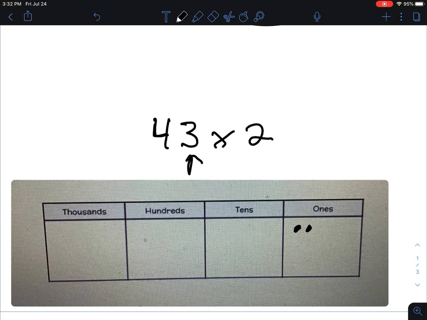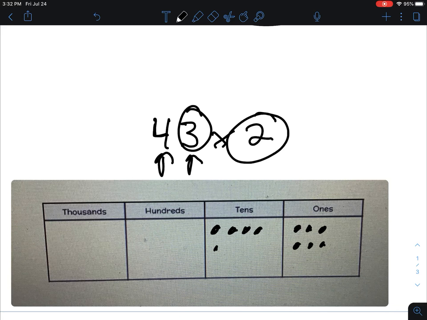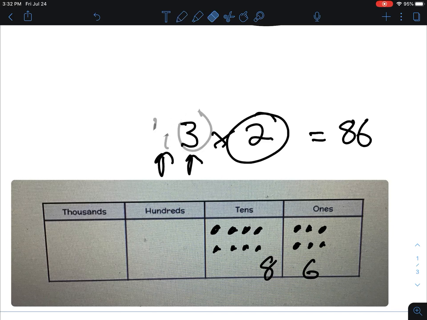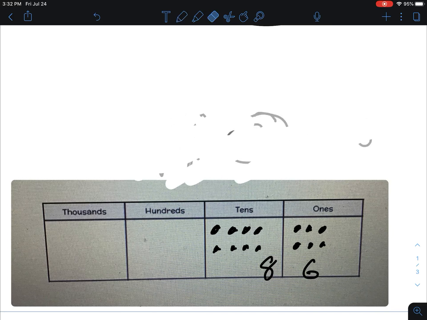All right, so hopefully you took your 43, and since you have 3 1s, hopefully you did that. And you have 4 10s, and you want 2 sets of each, times 2. So there's 2 sets of 3, and now I have 2 sets of my 4s. Now all you have to do is count. 6, 8, answer is 86.